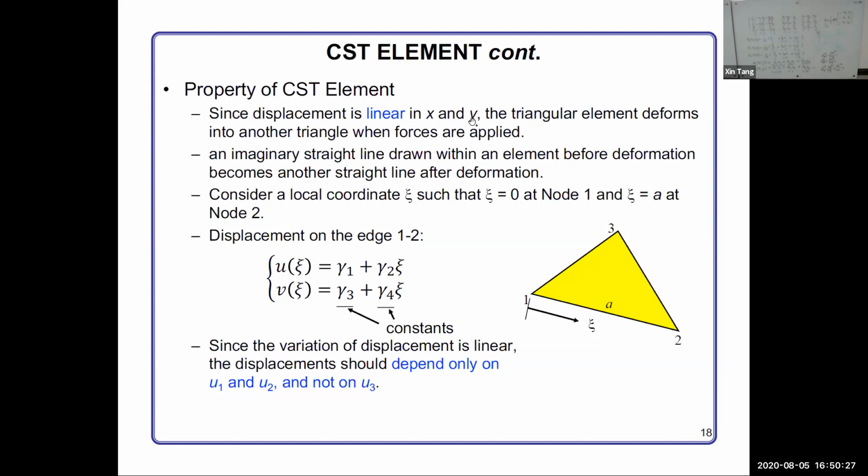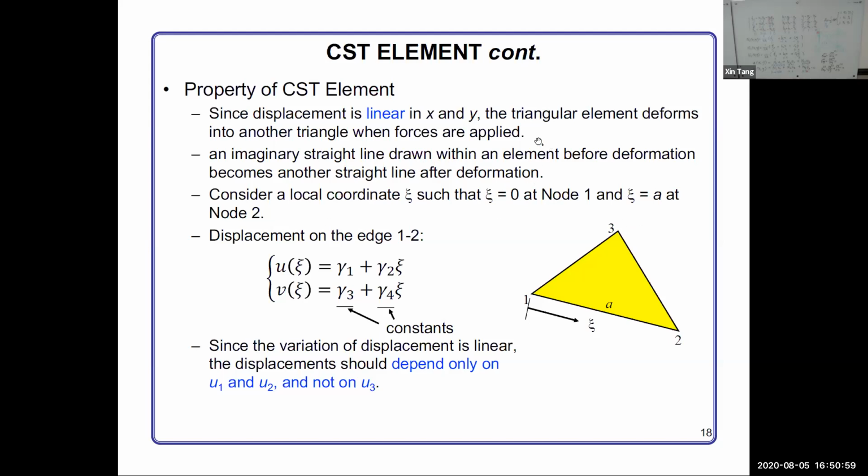In that case, if within the triangle you have any straight line, after the deformation, the line will still remain a line. It will not become a curve. It will not break. Okay, a line still remains a line. The only things that change are the magnitude, the length of the line, or the direction, the angle of the line.